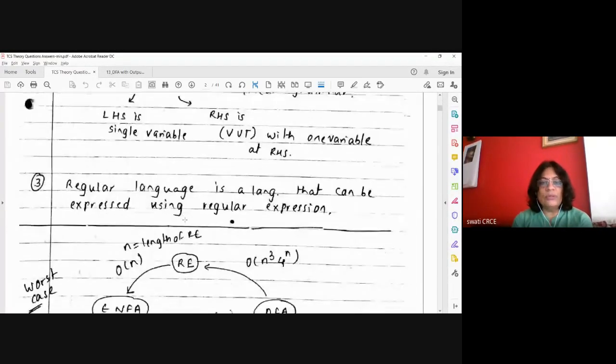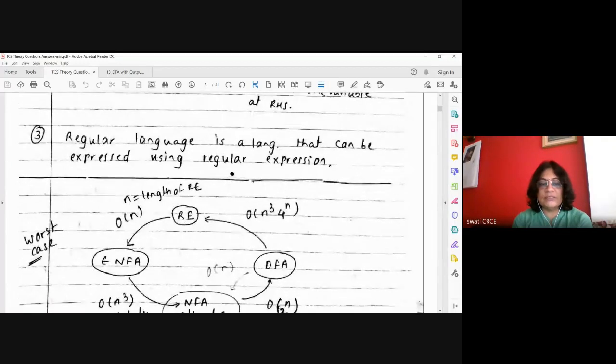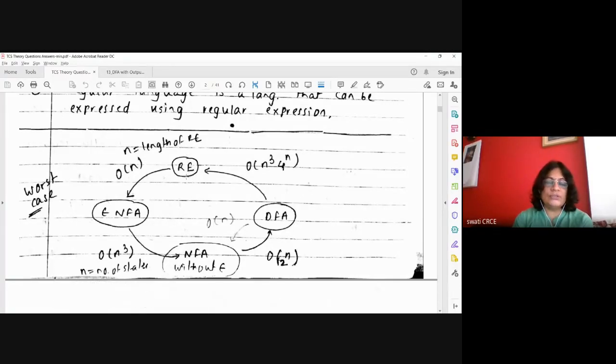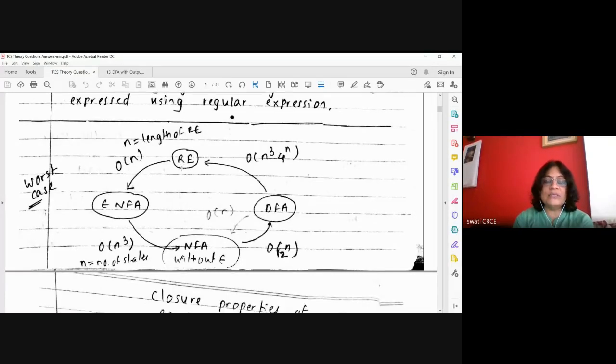Now there is one more thing that you can remember about regular languages. Suppose you have a regular expression, and the length of that regular expression is n, meaning n number of terms are there. See, what we have studied till now is DFA. DFA is represented by using a regular expression.